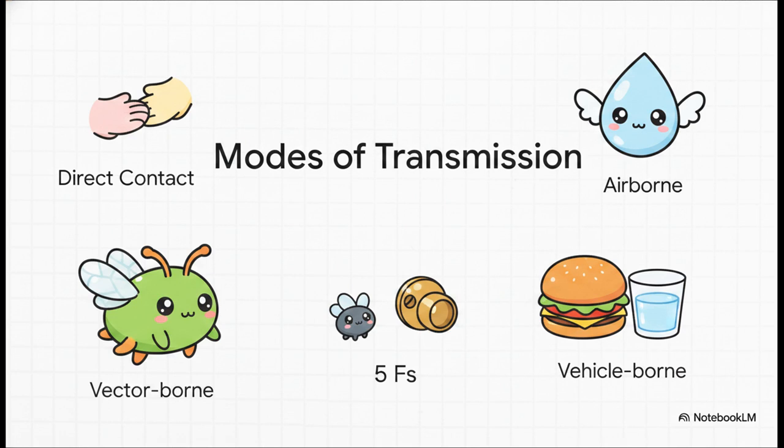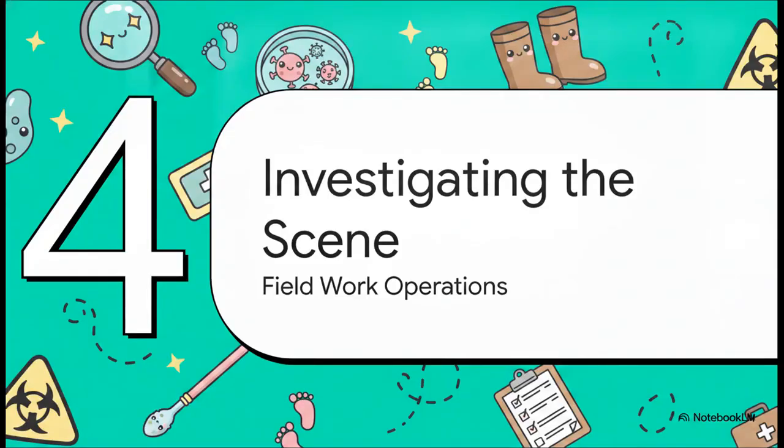They can be vector-borne, using living carriers like mosquitoes or fleas to bypass our natural defenses. Or they can be airborne, literally floating invisibly on tiny droplet nuclei for hours on end. In the field, epidemiologists often shorthand these sneaky indirect routes as the 5 Fs: flies, fingers, fomites, food, and fluid. Now for Section 4, investigating the crime scene.